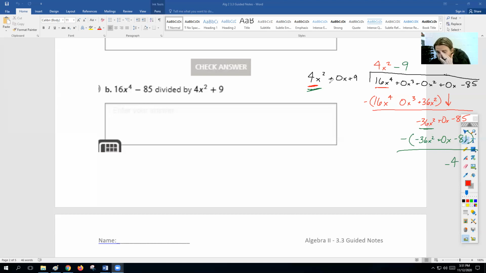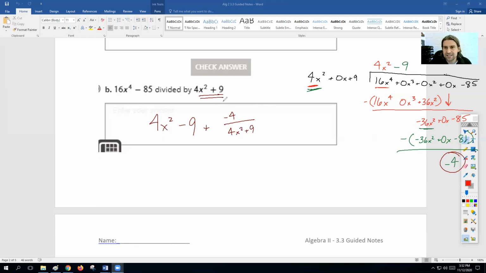Now, there's no way we can take 4x squared and multiply it by anything to get a negative 4, so we are done. Our answer is going to be 4x squared minus 9, and then how we write our remainder, you can put plus a negative or you can put minus, but we can put plus a negative 4 over 4x squared plus 9, our divisor here.